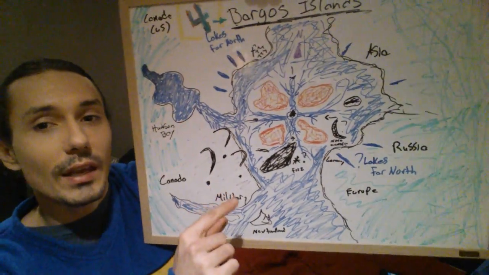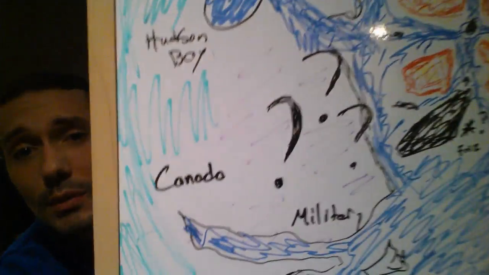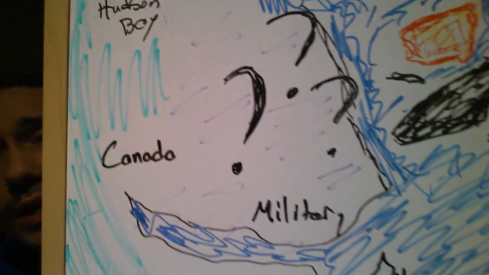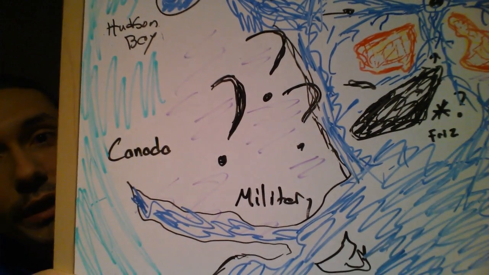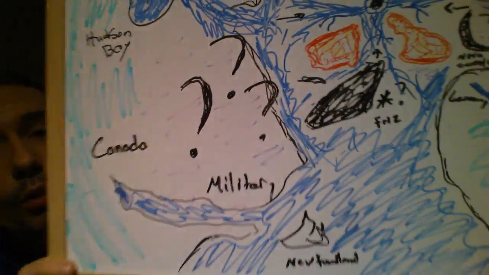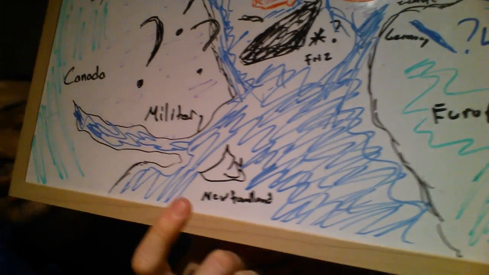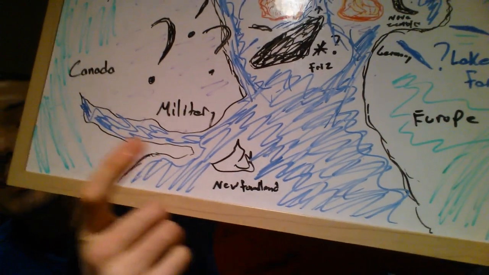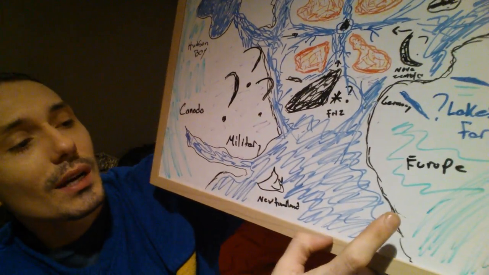So around here we have the military, and all of this area where the question marks are by the corner of Greenland are completely blurred out. It's all blurred out in white. You can't see anything. And then here we have Newfoundland, and that's a river that comes into Canada. And across the ocean we got Europe.